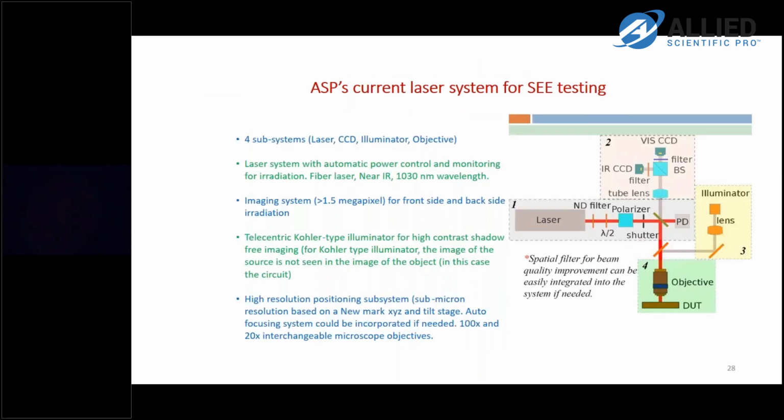And then recently, before we talk about our recent system, these are the main components of our system. You have the 4 subsystems: the laser, CCD, illuminator, and objective. All these components are here, and there's also a very accurate translation stage. I'm not going to spend much time on this slide, because instead I'm going to show you a video. The only thing I want to emphasize here is that there are 2 cameras, a visible CCD and an IR CCD. The fiber optic illuminator also has 2 wavelengths, visible and near IR.